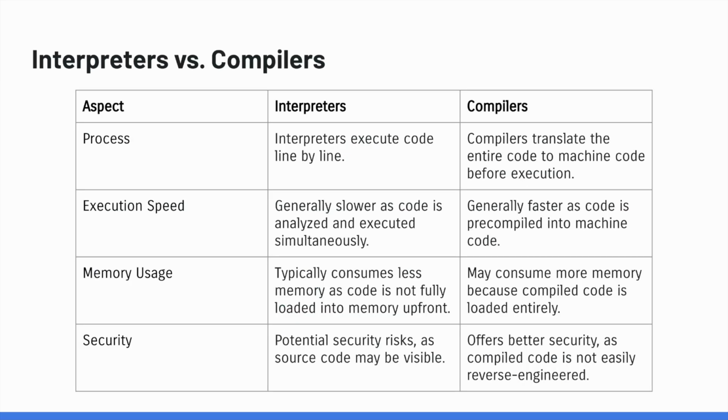So just to summarize what we talked about, interpreters execute code line by line using a program called an interpreter. Interpreters are programs that execute code line by line. And compilers translate the entire code to machine code, which can then be executed.